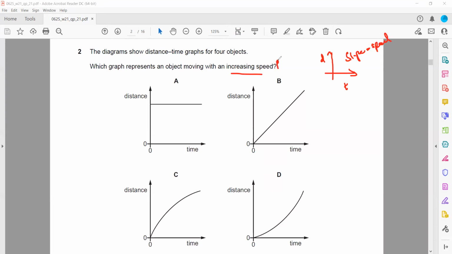Because the increasing speed is there, if the speed is increasing, it means the slope should also increase. So here it is a horizontal line, so it means slope is 0. So speed is 0. For B, it is a straight line with a constant slope. So it means the slope is constant, so speed is constant. And for C, the slope or gradient is decreasing. So it means the speed is decreasing. And option D, the angle with the x-axis, the slope is increasing. So it means the speed is increasing. So D is the right answer for this.